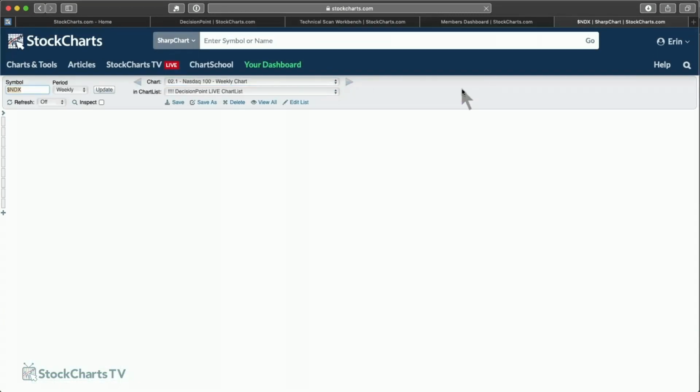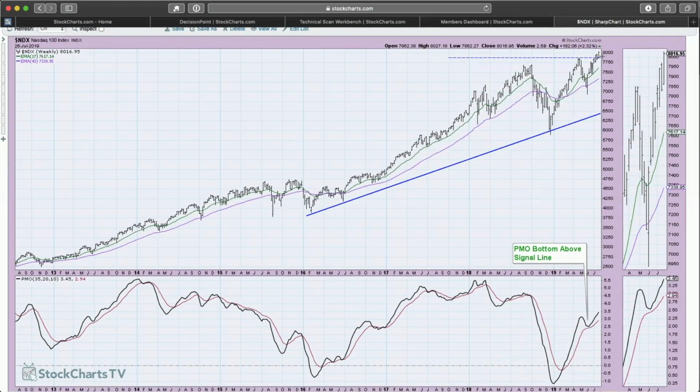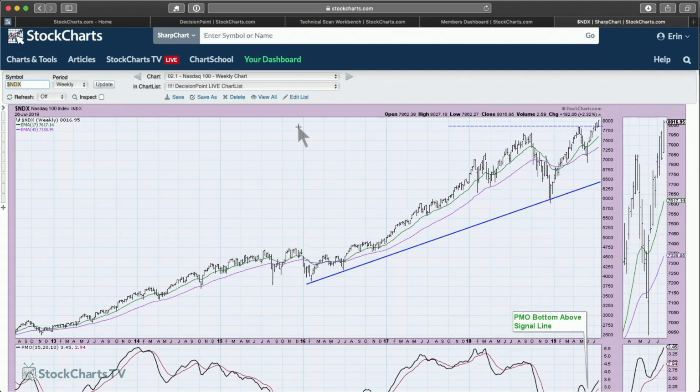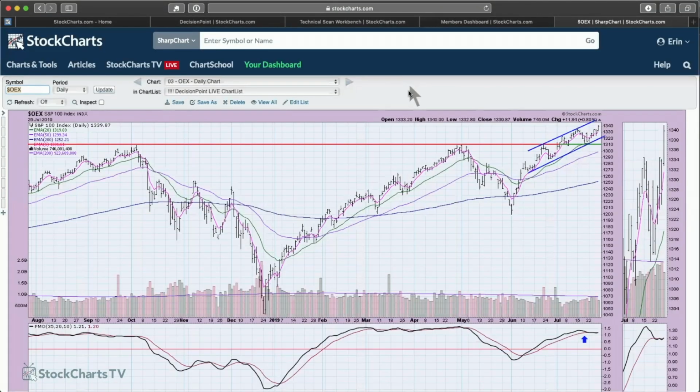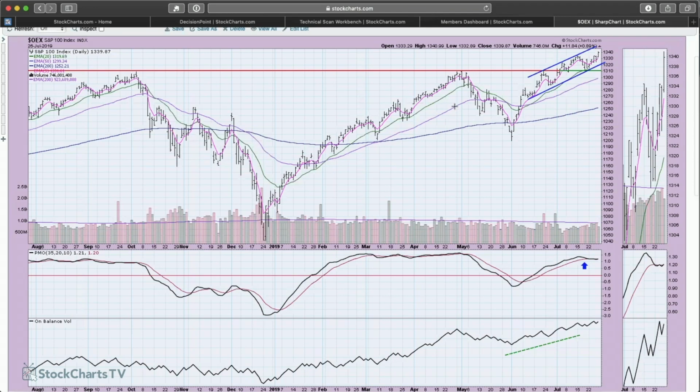Weekly chart for the NASDAQ. And there you go. Nice big move, new all-time high. And you're looking at the PMO, it bottomed above the signal line, which is always especially bullish in my opinion, and it's still moving up. That's the NASDAQ 100. You said NASDAQ. Oh, yes, thank you. I do tend to do that.